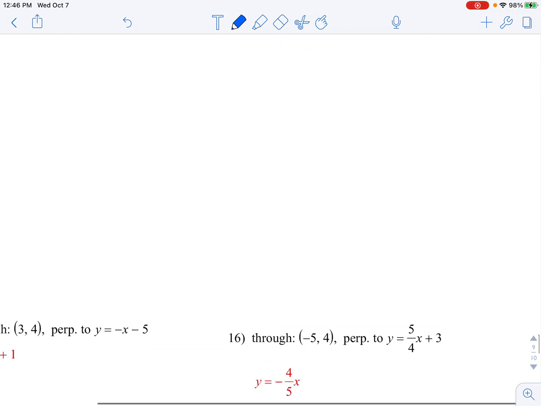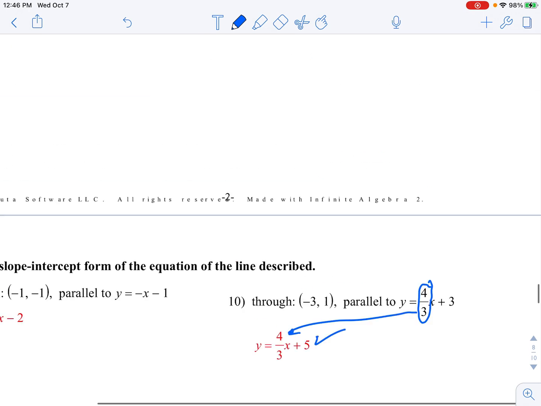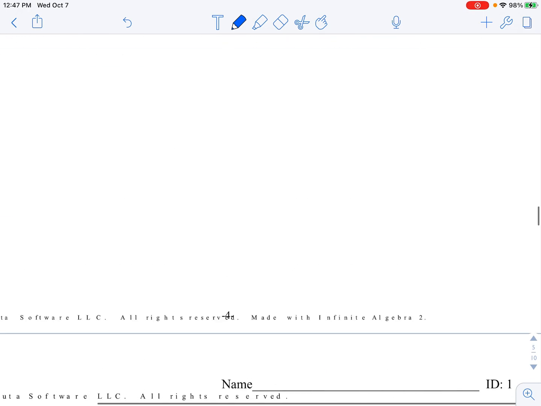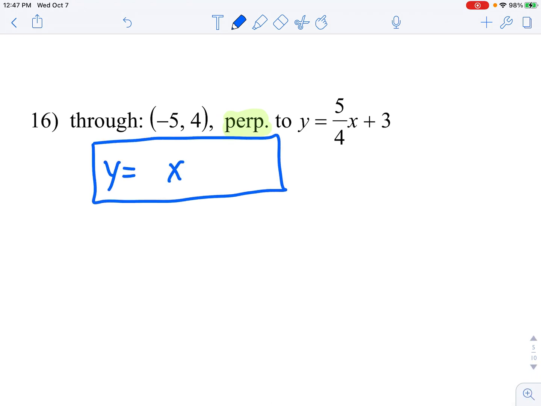All right, let's do number 16 and we'll be done. Let's peek at the answer. Negative 4/5 x, and there is no y-intercept, which means it's definitely going to be a plus 0. So that's what we're going for. All right, we'll do it just for extra practice. Okay, y equals blank x plus blank. The slope goes in front of the x, and since we have perpendicular, we're looking for the opposite reciprocal once again. So the opposite of 5/4 is going to be negative, and the reciprocal of 5/4 is going to be 4/5.